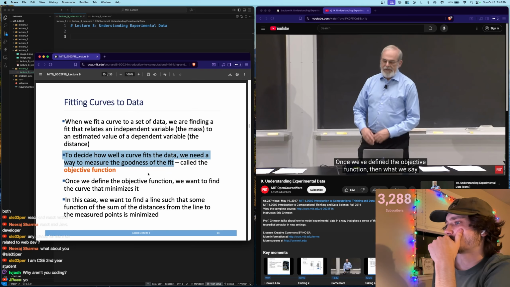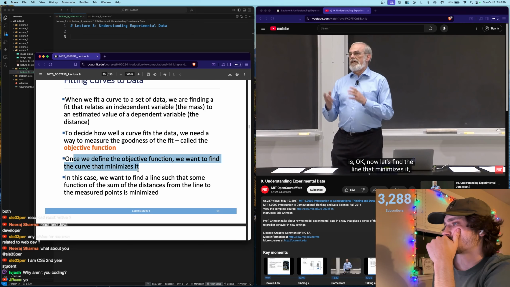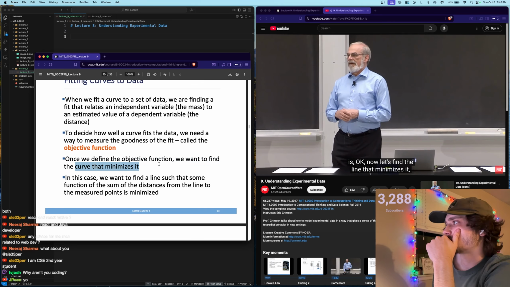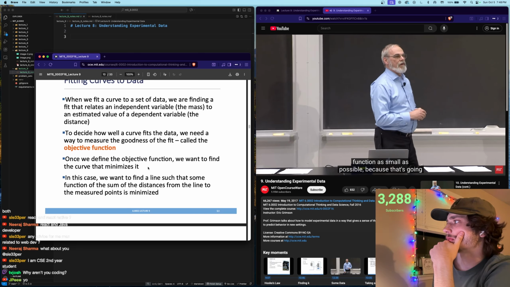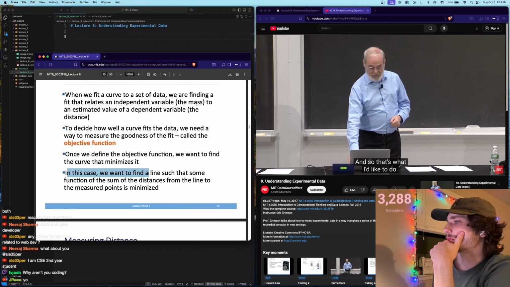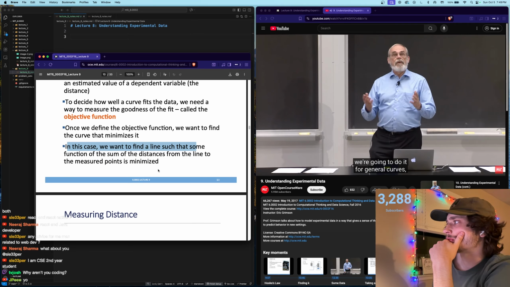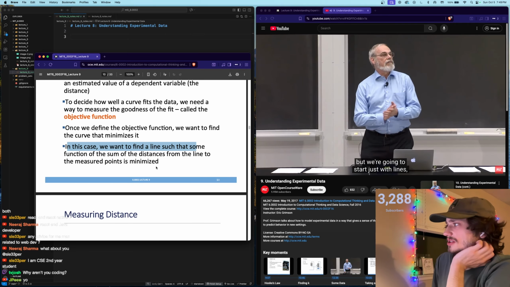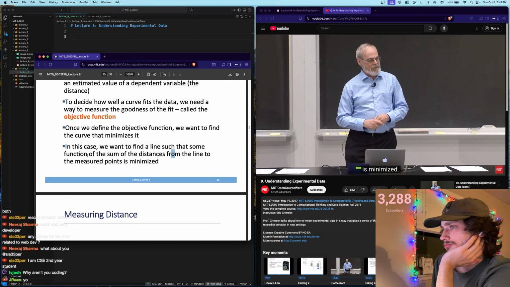Once we've defined the objective function, then what we say is, okay, now let's find the line that minimizes it, the best possible line, the line that makes that objective function as small as possible, because that's going to be the best fit to the data. And so that's what I'd like to do. We're going to do it for general curves, but we're going to start with just linear functions, lines. So in this case, we want to say, what's the line such that some function of the sum of the distances from the line to the measured points is minimized?